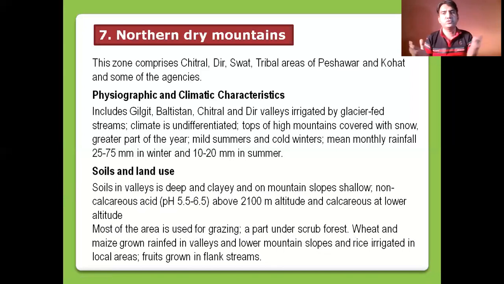That's why you can't do agriculture there or any sort of farming. So mostly this zone is spared for grazing, meaning people keep domesticated animals. In summer, when this area is clear of snow, it provides grazing for the animals. Wheat and maize grow on rainfall in valleys and lower mountain slopes, and rice is irrigated in local areas, with fruit grown on the flanks.